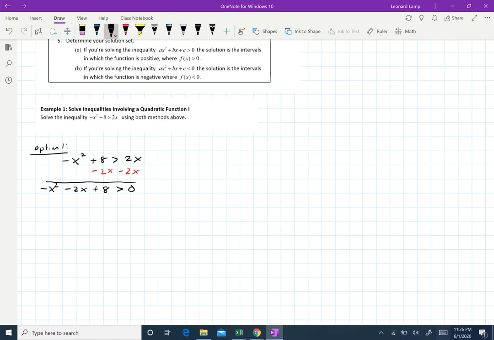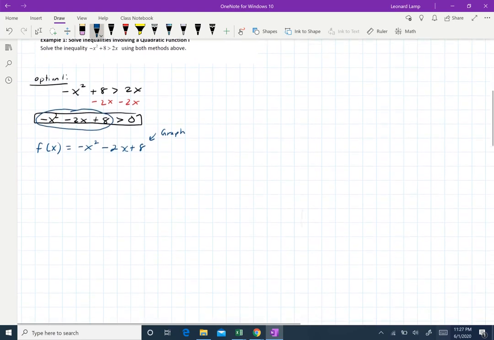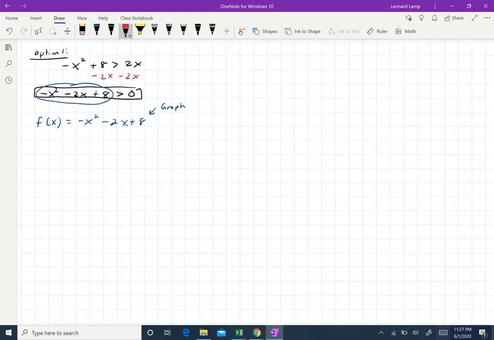Okay, so here's what we're going to do. We're going to literally graph the left-hand side of this, negative x squared minus 2x plus 8, and then find out where the graph is above or below the x-axis. And how do I know which one I'm trying to find? We'll talk about that in just a second. So again, all I did was take this and I want to graph this function, which we did in the last section. Since it's already in standard form, let's do this.